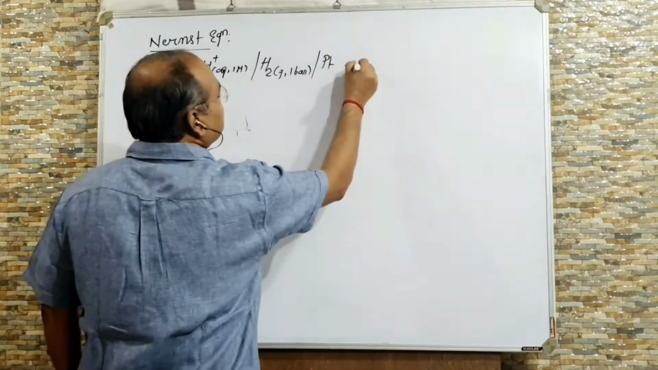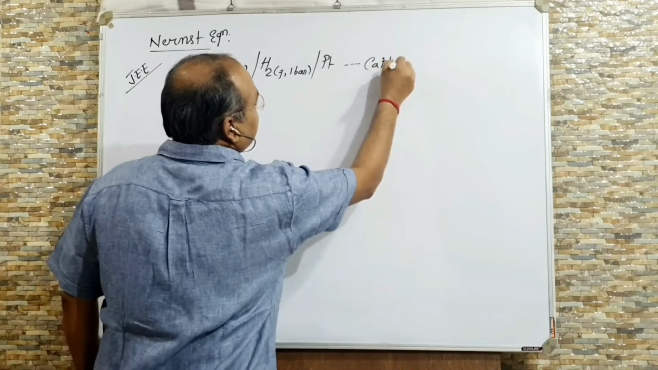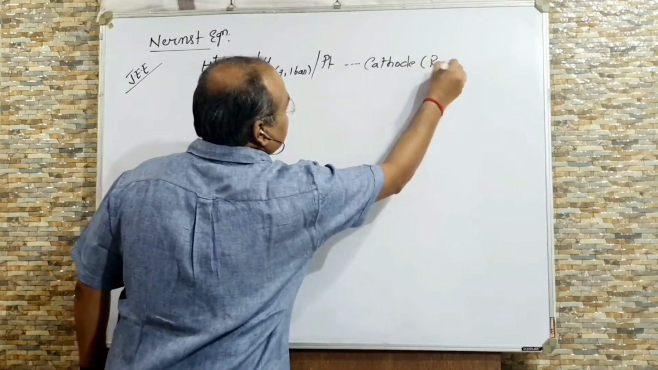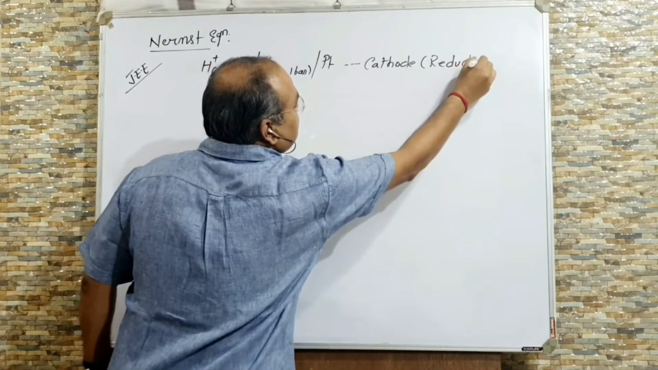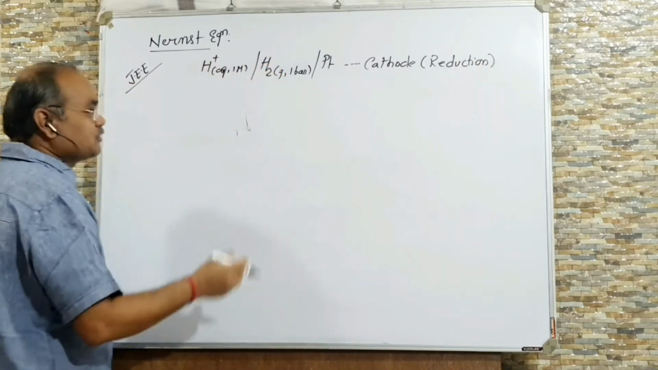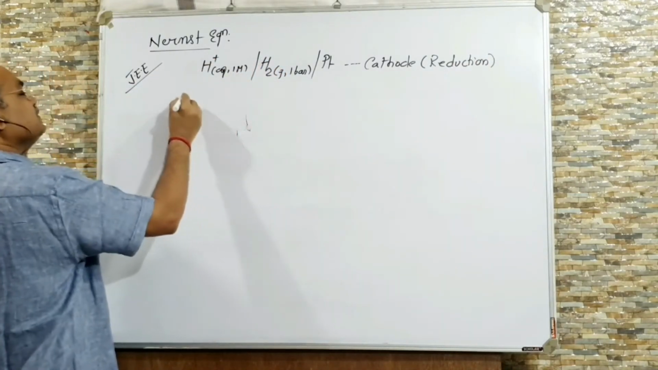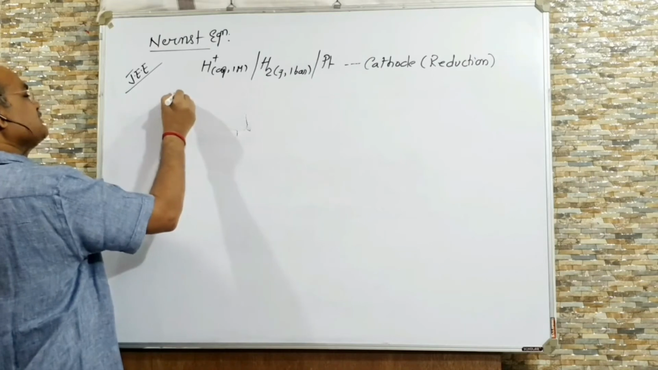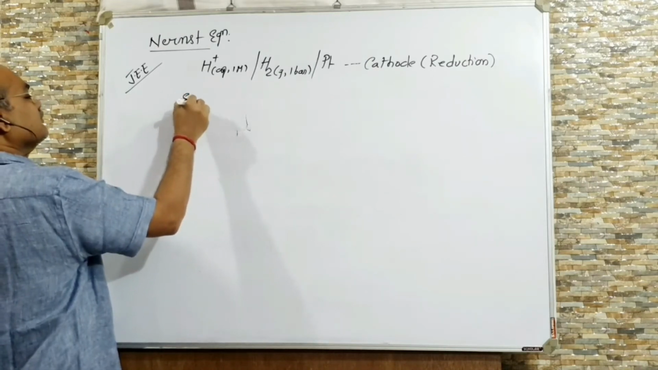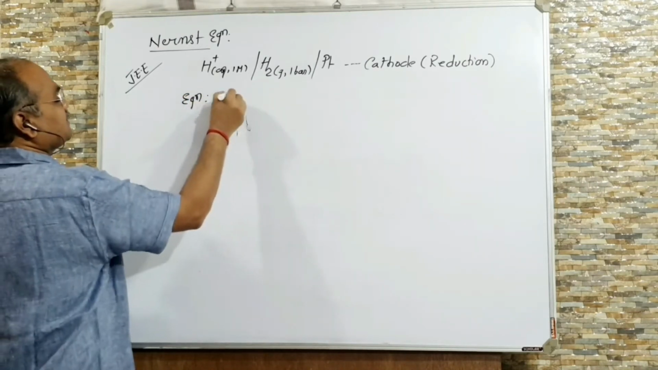This is the cathode, or you can say reduction. The same type of equation you can derive for oxidation also. I am deriving for reduction, right? For this we know the equation. What will be the equation?